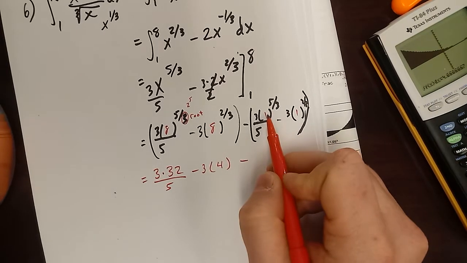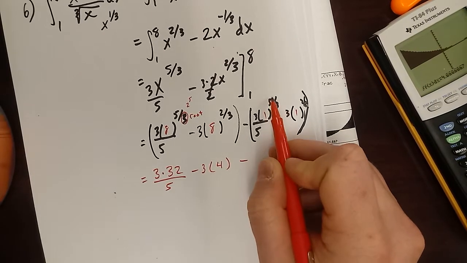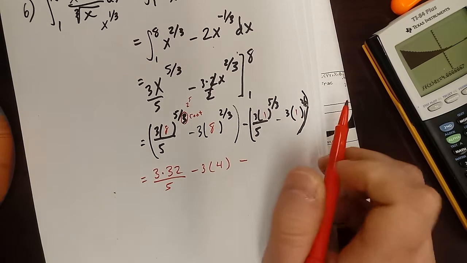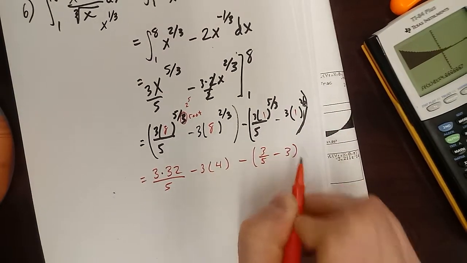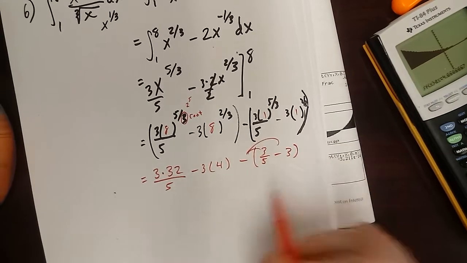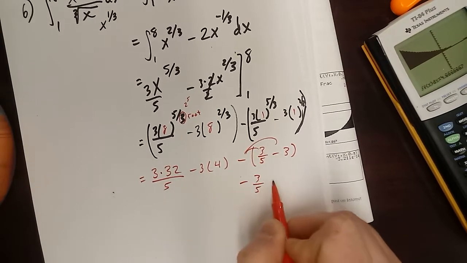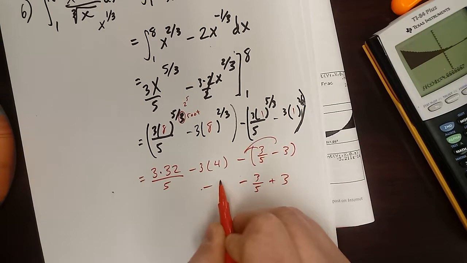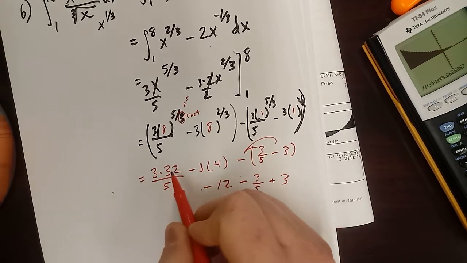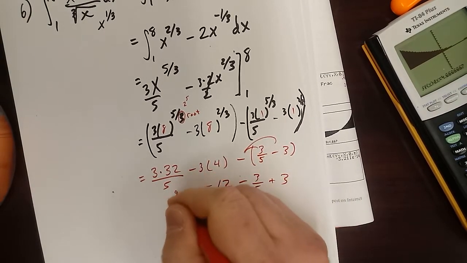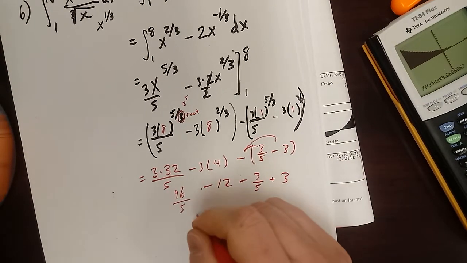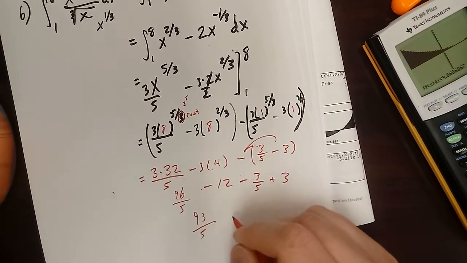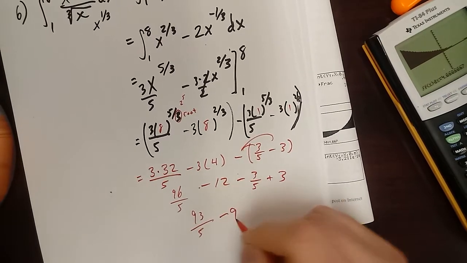This one, much easier. Take the cube root of 1, you get 1. Take it to the 5th power, you get 1. So we get 3 over 5 minus 3. So I'll distribute my negative. I'll get minus 3/5 plus 3. This is minus 12. And then here, that's going to be 96 over 5. All right, 96 over 5 minus 3, that's 93 over 5. Minus 12 plus 3 is minus 9.